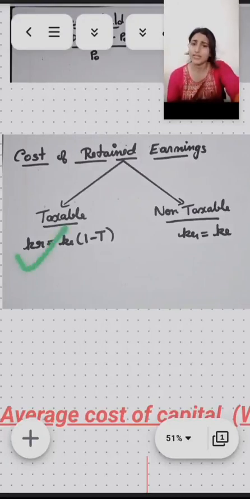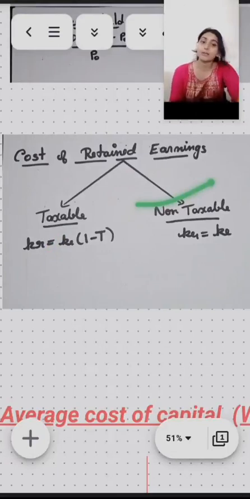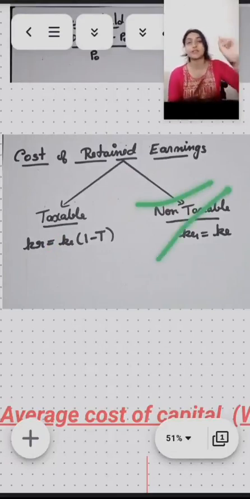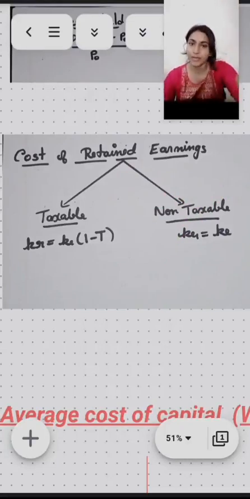So the cost of retained earnings is KE into 1 minus tax, if it was taxable in the hands of the shareholders, that is the individual tax rate. If it was non-taxable, then the cost of equity is the cost of retained earnings. So these were the formulas of cost of capital.